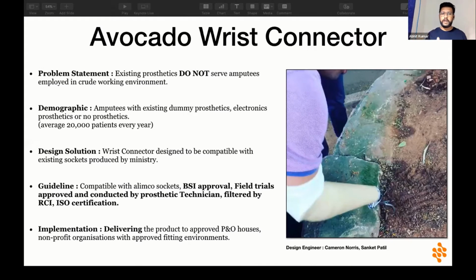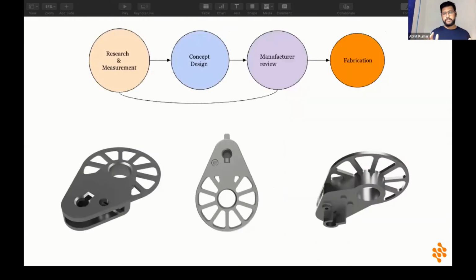And then we moved ahead in terms of delivering that product to the approved P&O houses, to the Social Justice and Empowerment Ministry, and other impact-based organizations. So that's the process that we adhere to. Basically, we researched what exactly the problem is. We did our research.